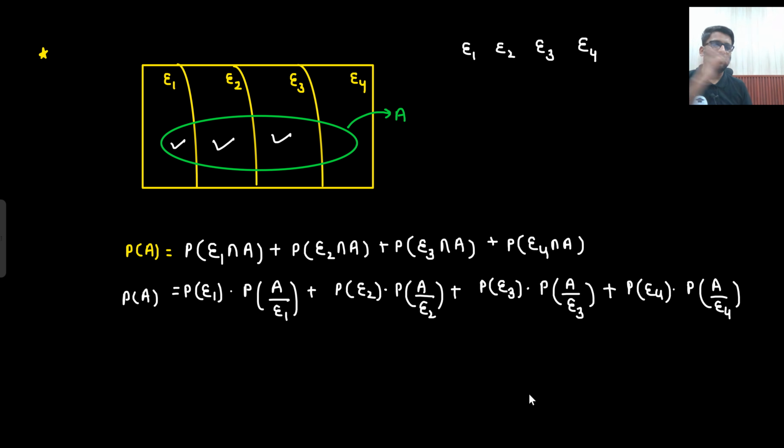So let me read this statement again. Probability of event A would be equal to probability of event E1 and probability of event A such that E1 has already occurred, or probability of event E2 and probability of event A such that E2 has already occurred, or probability of event E3 and probability of event A such that E3 has already occurred, or probability of event E4 and probability of event A such that E4 has already occurred. So this would be the probability of A.